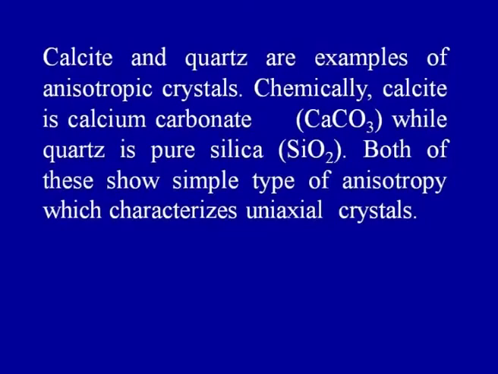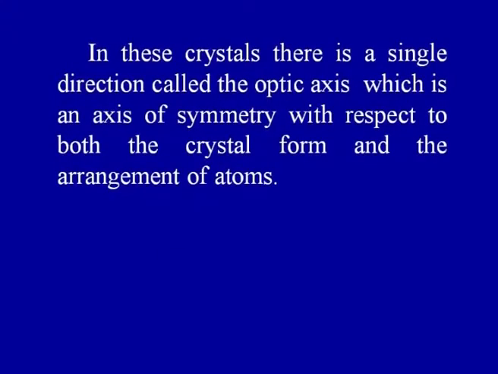Chemically, calcite is calcium carbonate, CaCO3, while quartz is pure silica, silicon dioxide. Both of these show a simple type of anisotropy, which characterizes uniaxial crystals. In these crystals, there is a single direction called the optic axis, which is an axis of symmetry with respect to both the crystal form and the arrangement of atoms.